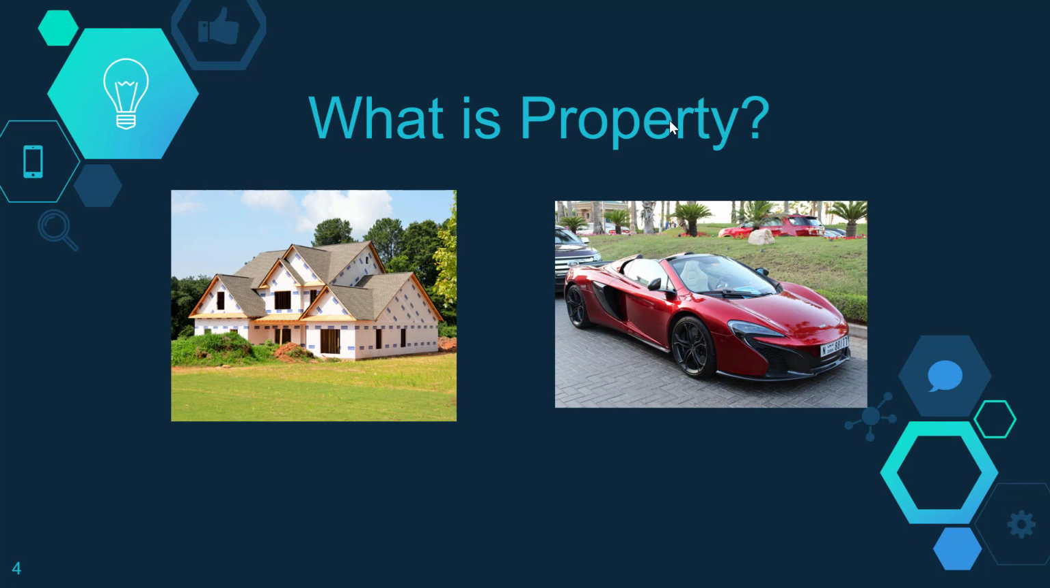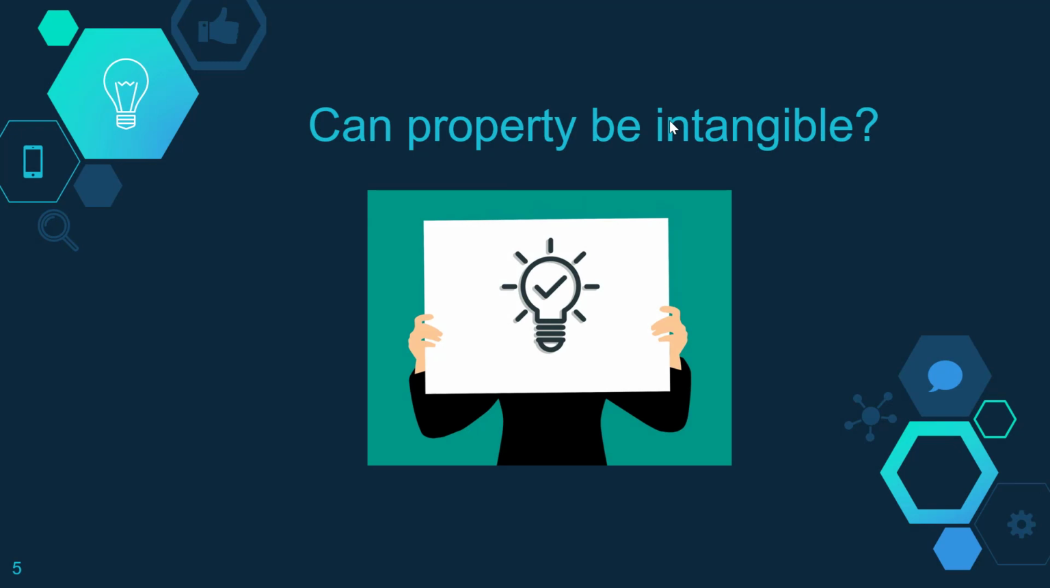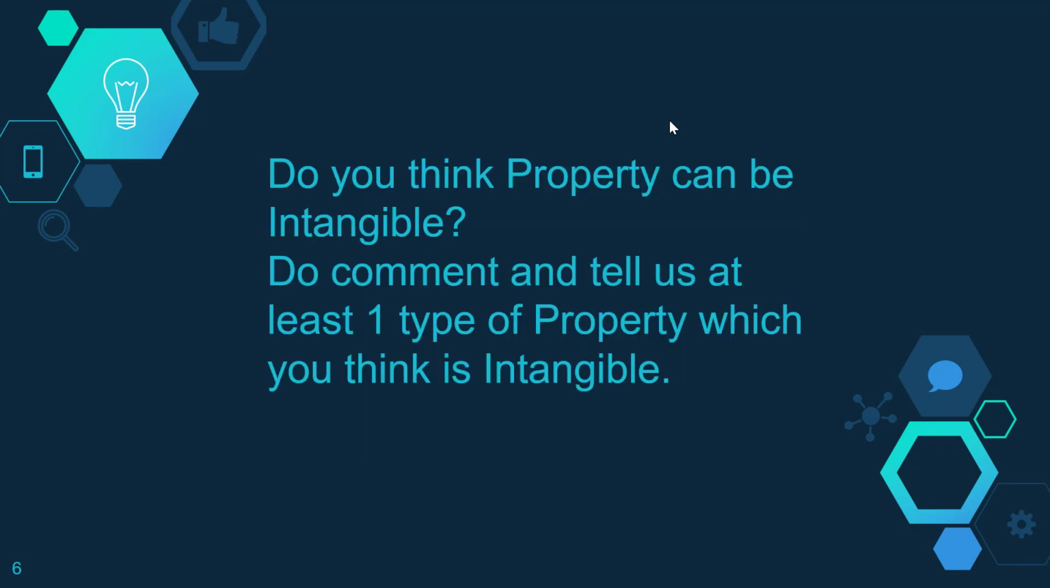Let us talk about what is property. When we talk about property, most people believe in having a tangible property, like the way you can see on my screen, can be a house or a car, which is an example of a tangible property. Do you think property can be intangible? Do comment and tell us at least one type of property which you think is intangible.